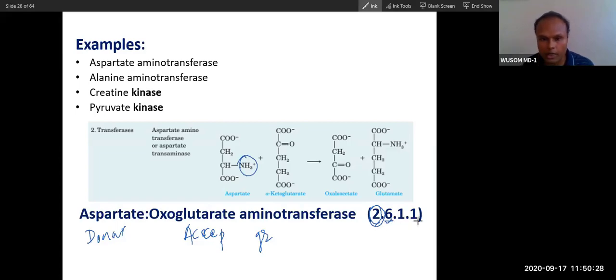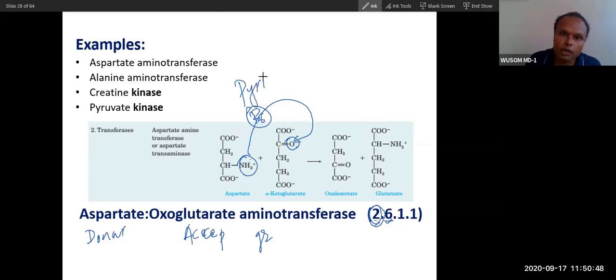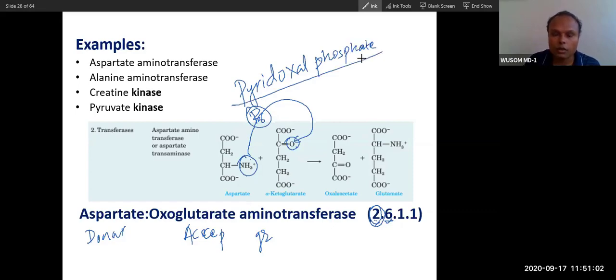You don't have to memorize this. Just understand that it falls into this group, and it transfers an amino group from here to here. There is no amino group here, and there is an amino group here at this position. This is mediated by vitamin B6, pyridoxal phosphate. You have to remember, in the previous class I gave the slide, what group transfers what. Pyridoxal phosphate transfers the amino group. So these are the questions. Now alanine aminotransferase, I've already given the example in the previous slide.